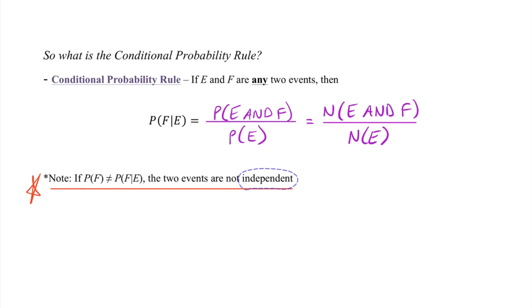Remember, if two events are independent, then the probability of occurrence of one does not affect the probability of occurrence of the other. However, if these two are not equal, that means the probability that event E occurs does have an effect on the probability of F occurring, therefore they must not be independent. If they were independent, then these two would be equal because it wouldn't matter if E occurred or not. P of F would be the same as P of F after E has already occurred. We'll bring this up again though in future examples.